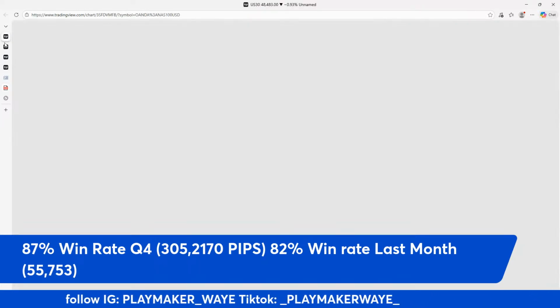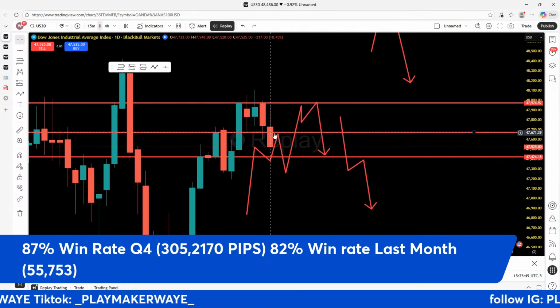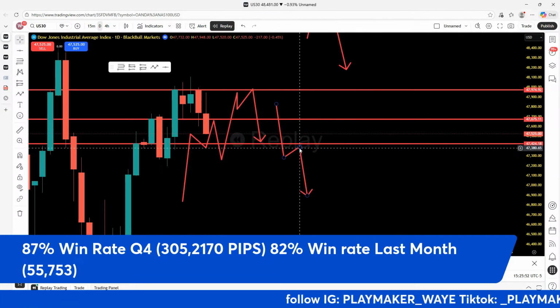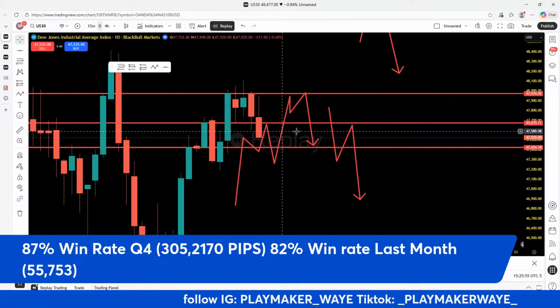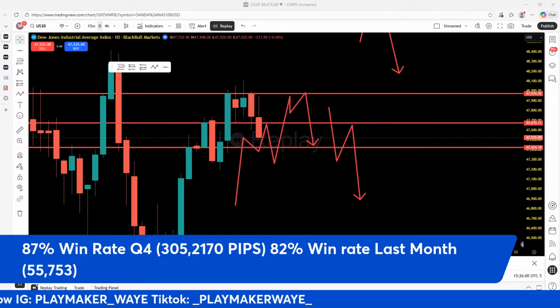So when we look at US 30, I'm going to cut it to the chat with this. Did we turn the support level into resistance? Right? Did we turn the support level into resistance? Yes or no? Let me know in the chat. Did we turn this level or this level into resistance? Yes or no? Let me know in the chat.